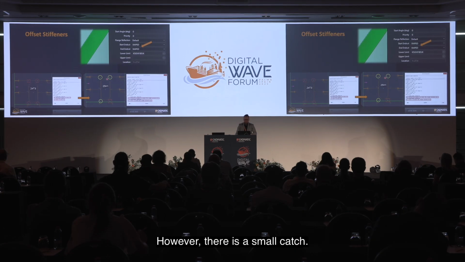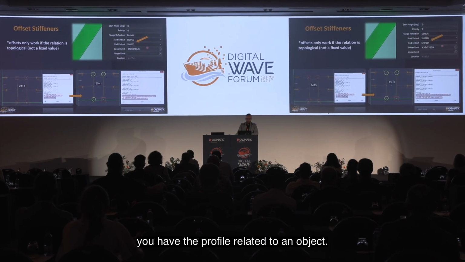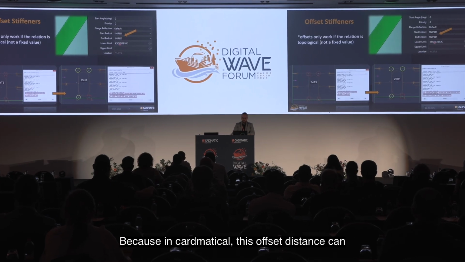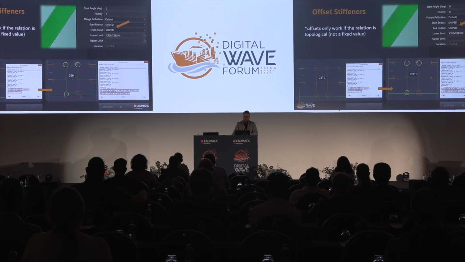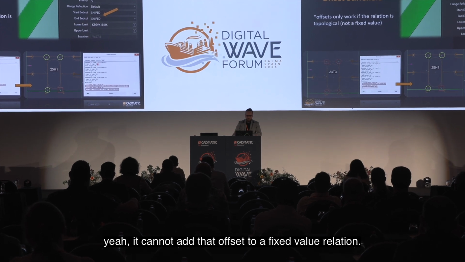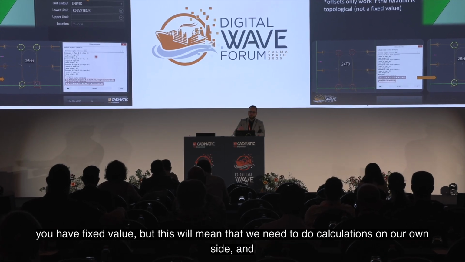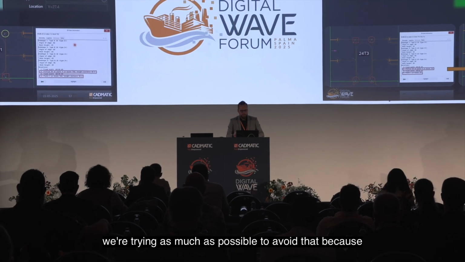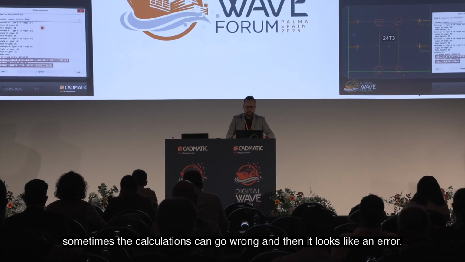However, there is a small catch. This will work now only if in Napa you have the profile related to an object. Because in Cadmatic Hull, this offset distance can only be added to profiles that have a topological relation. So in case you have a fixed value, that won't work because it cannot add that offset to a fixed value relation. We plan in the future to also take into account this offset when you have fixed value, but this will mean that we need to do calculations on our own side, and we're trying as much as possible to avoid that because sometimes the calculations can go wrong and then it looks like an error.